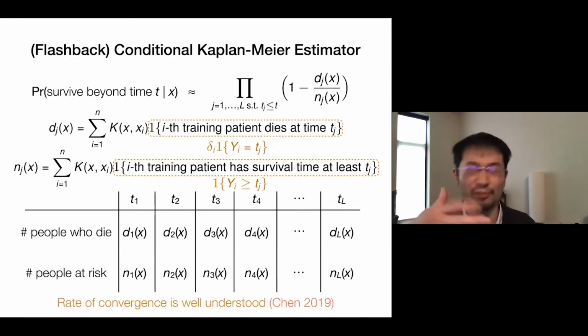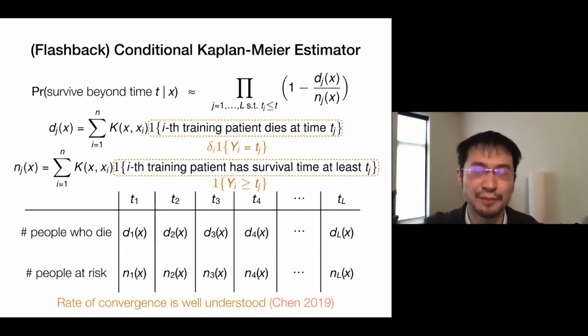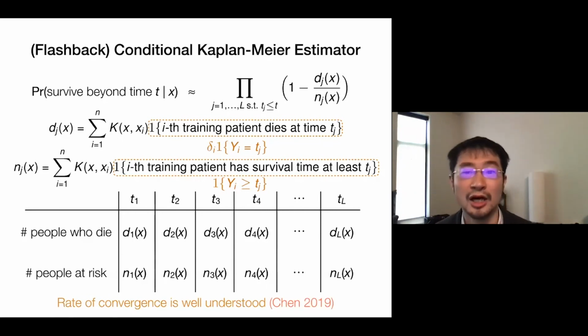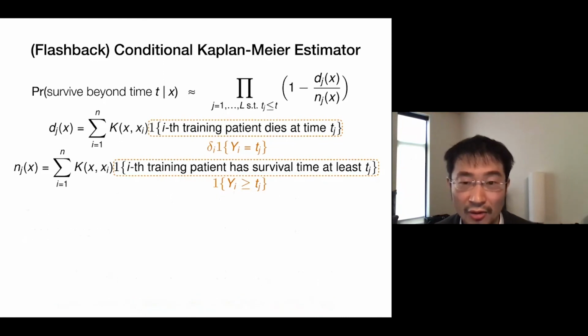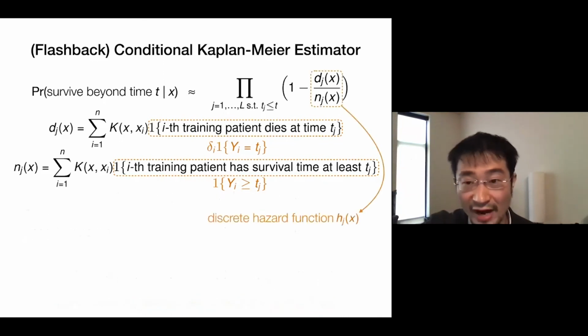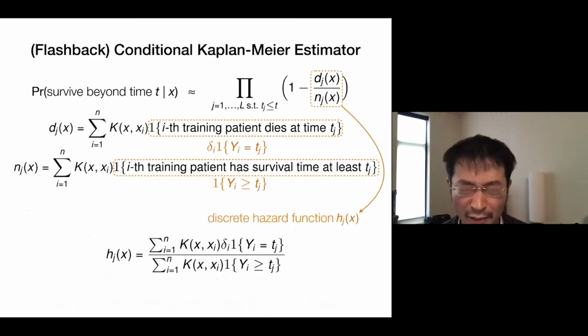This is a flashback slide. I showed you this conditional Kaplan-Meier estimator earlier. This top fraction here, the 1 minus the probability of dying at time j, is referred to as the hazard function. If you just plug in these formulas, you get to this. So this is a hazard function.